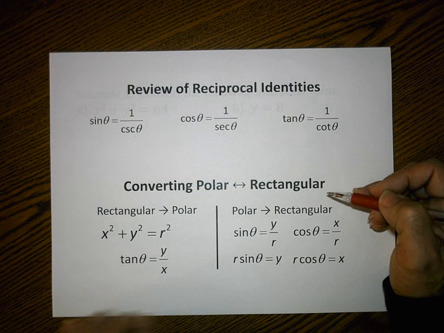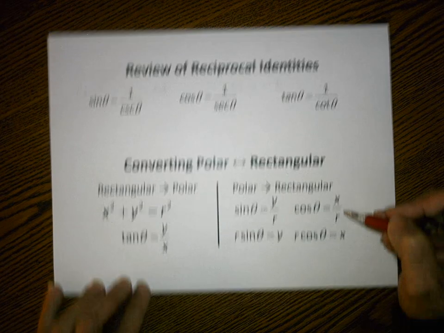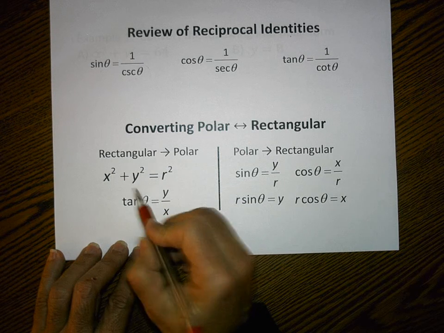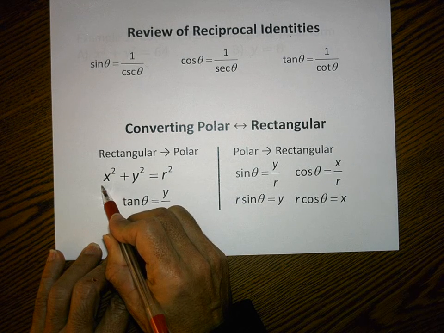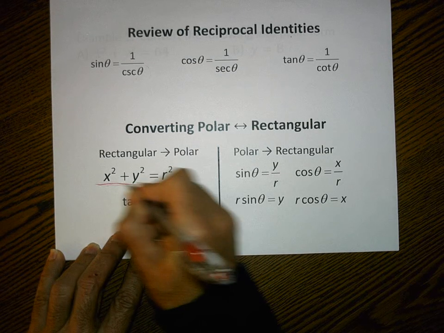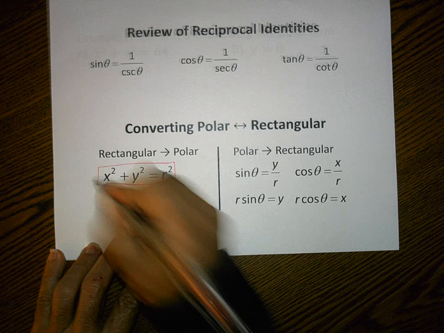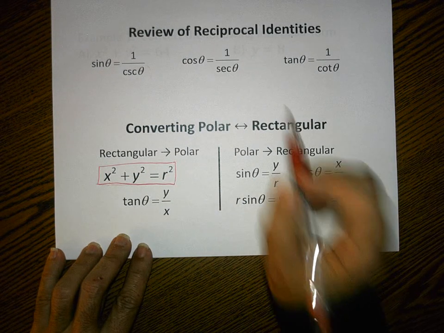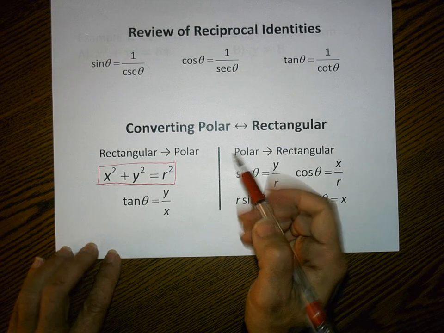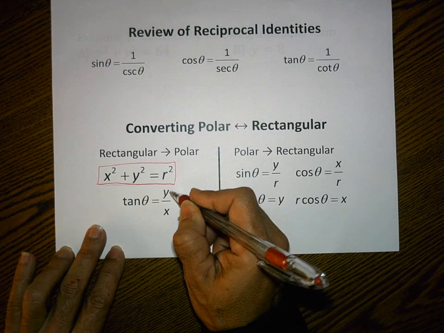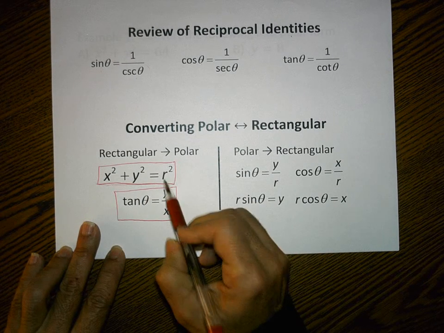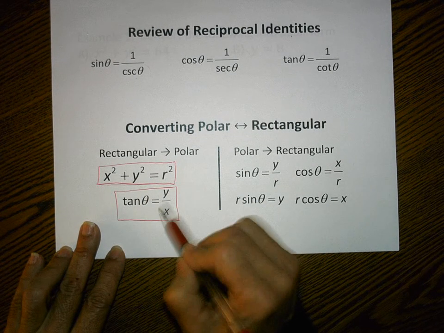Now, what's new? Well, this is really not new, but this is what we're going to be using. From rectangular to polar, we are already familiar with this equation right here. This is a rectangular equation. How do you know it's rectangular, Mrs. Myers? Because it's an x and a y equals something, okay? And this is the tangent of theta equals y over x. This is also a rectangular equation. So if I want to go from rectangular to polar, this is what we're going to be using.